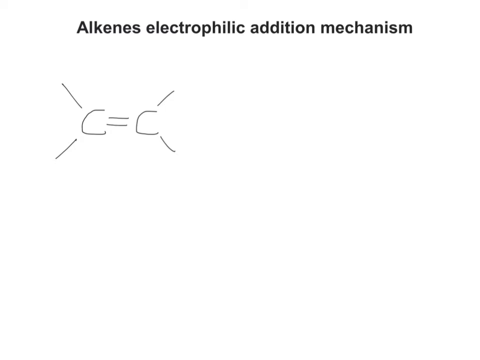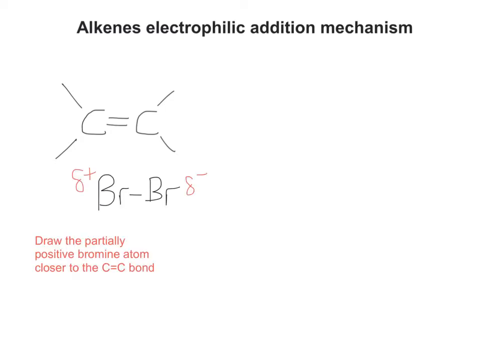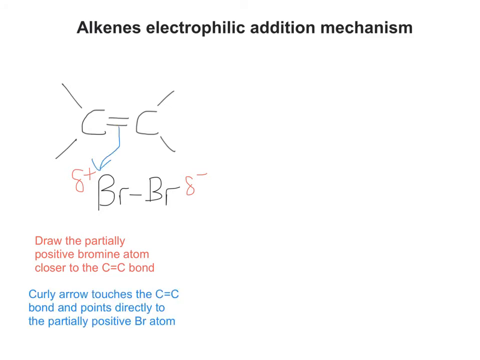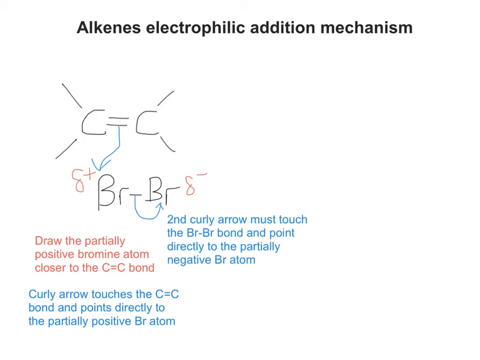So let's assume that our electrophile is bromine. First thing to do is to draw the partially positive bromine atom closer to the carbon-carbon double bond. The curly arrow must actually touch the carbon-carbon double bond and point directly to the partially positive bromine atom. The second curly arrow must touch the Br-Br bond and point directly to the partially negative bromine atom.